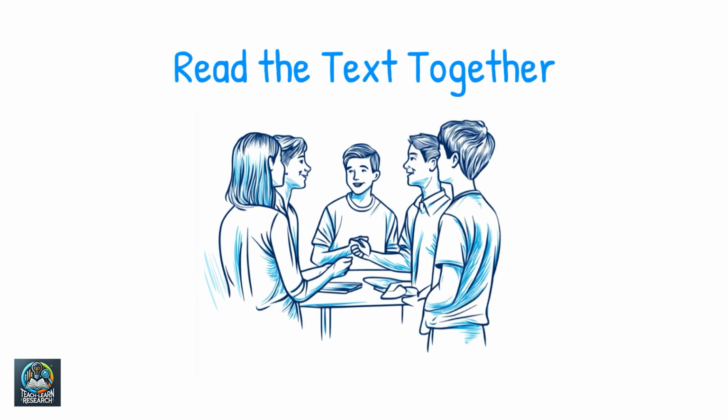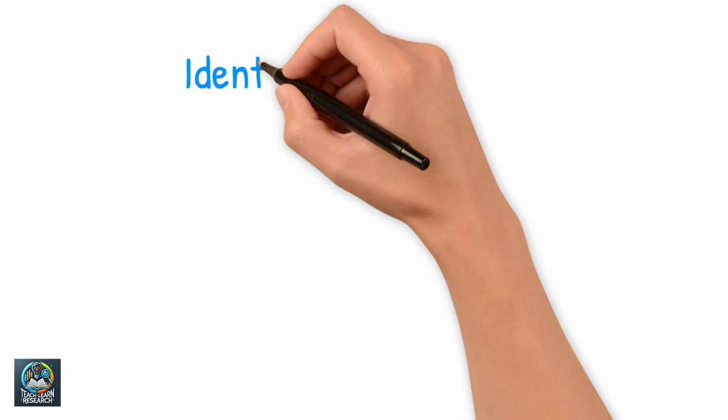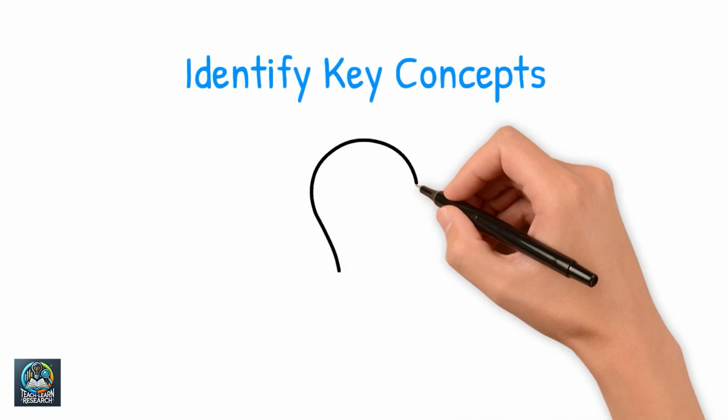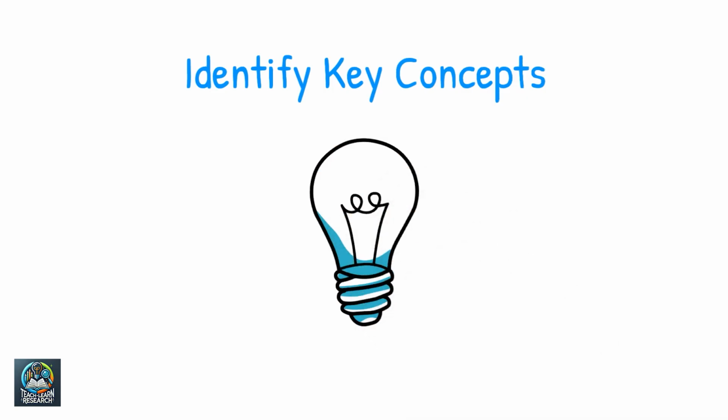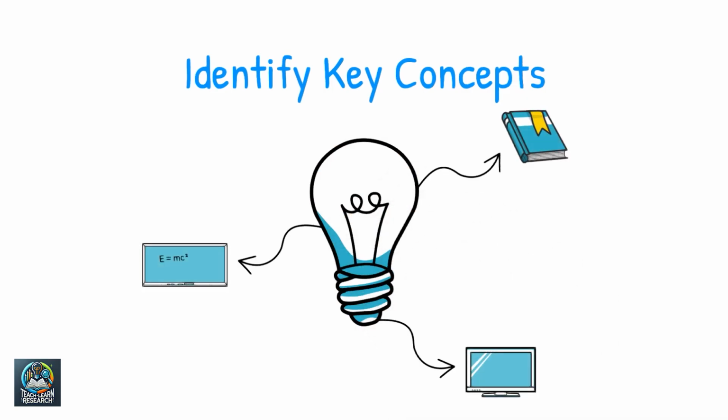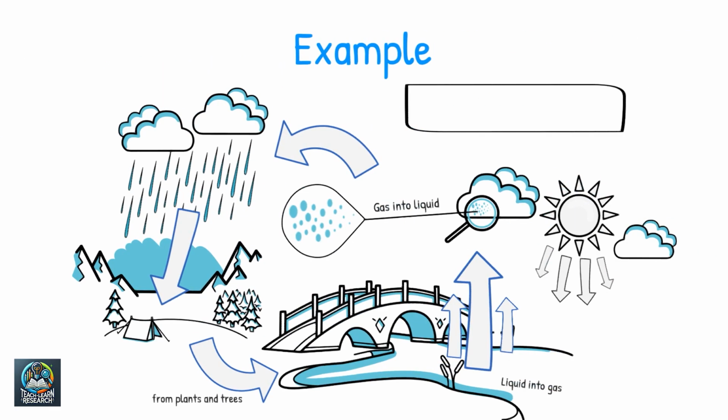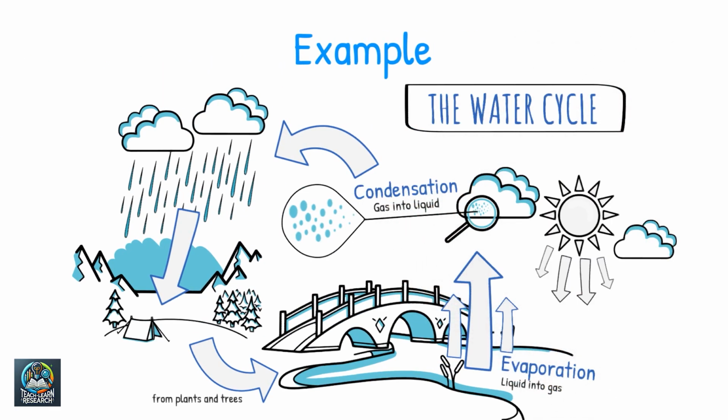Demonstrate the strategy. Read the text together. Read the chosen text as a class or in small groups. Identify key concepts. Identify the central or main ideas and key concepts in the text. Write these concepts on the board or a shared screen. Example: if the text is about the water cycle, key concepts might include evaporation, condensation, precipitation, and collection.